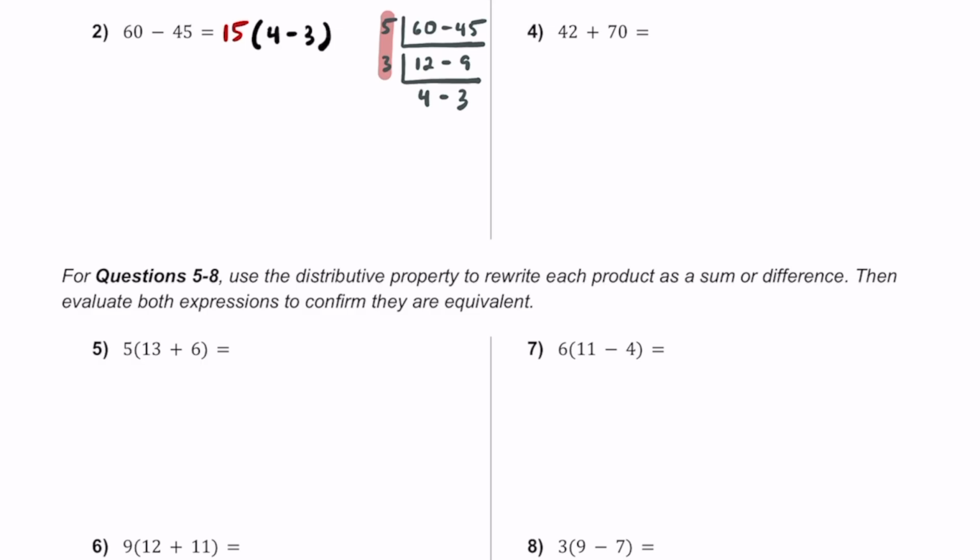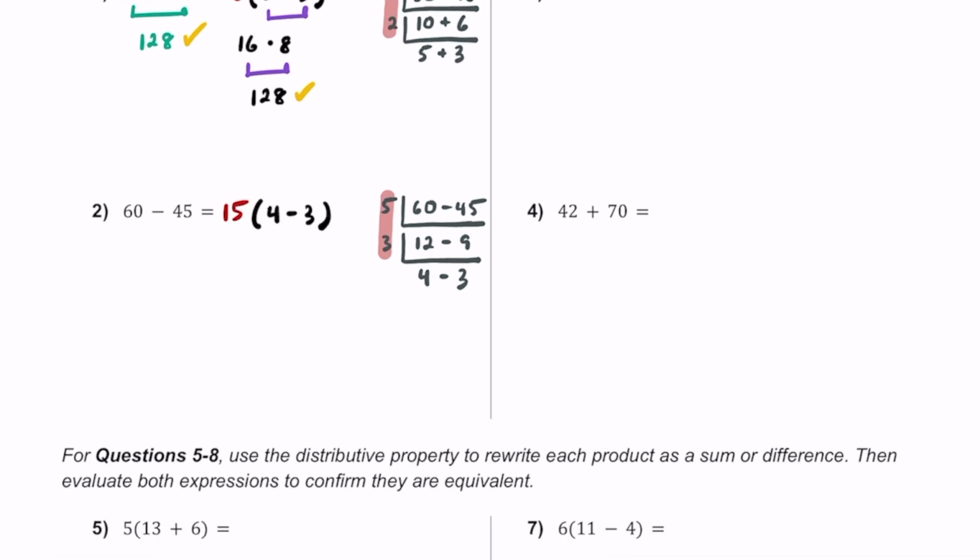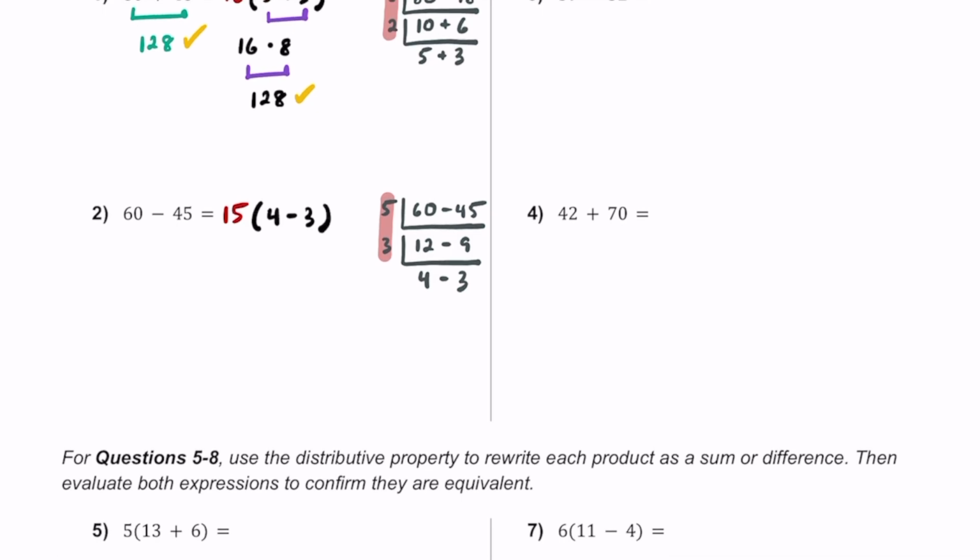Okay. Now, how do we confirm that these are equivalent? Let me see what colors I used earlier. I'll use that same green and purple here. On the left side, 60 minus 45 is just going to be 15. So let's plan to get 15 on the right side as well. Using the order of operations, the parentheses go first. So it's going to be 15 multiplied by 4 minus 3, which is 1. And then 15 multiplied by 1 is just equal to 15. So whether we evaluated originally or used the distributive property, we still get 15 either way.